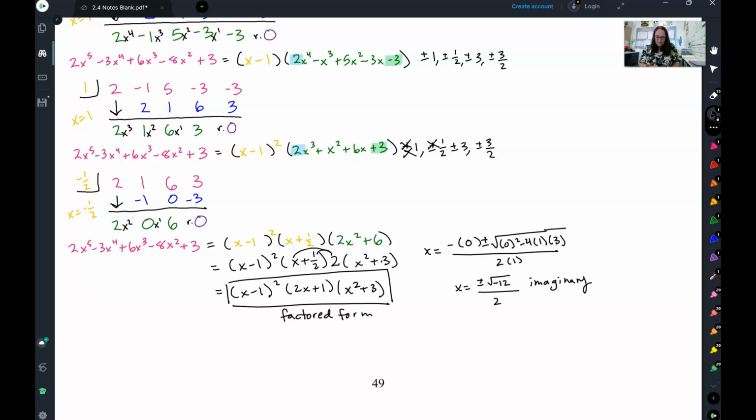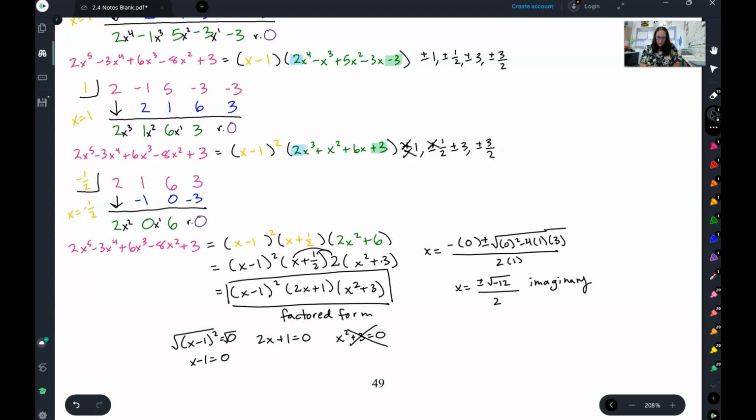Last step is to take my factors and set them equal to 0, so I can turn my factored form into my zeros. Now, I know this last one's not going to work because I already discovered that that is imaginary. I don't need to worry about that. I solve this one, get a zero at 1, and another zero at -1/2.